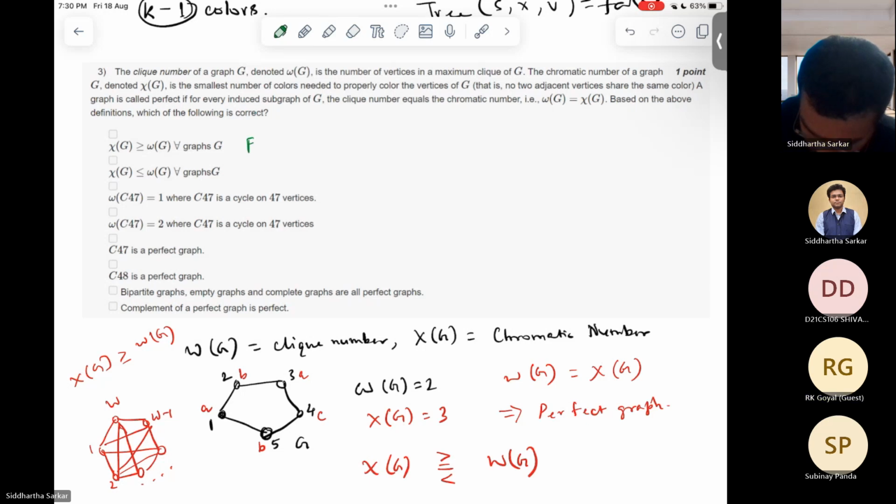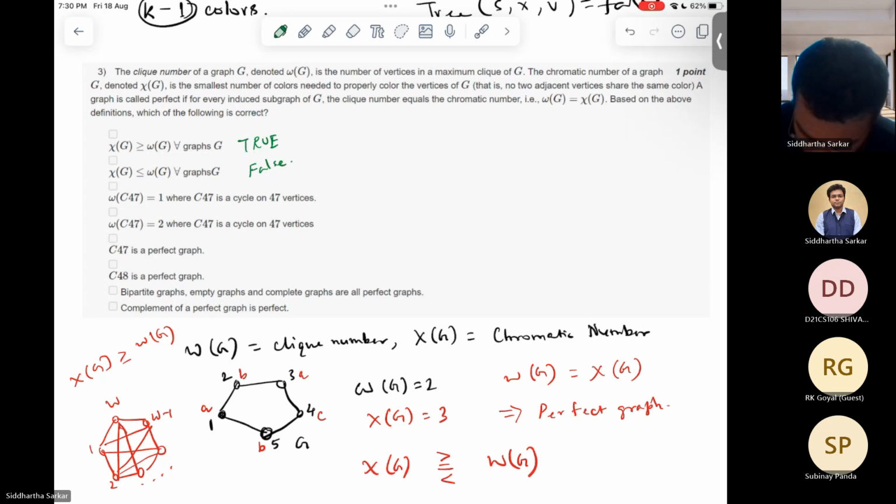Sorry. So the number of colors is at least the number of vertices in the clique, the max clique in the graph. So therefore, this statement is the opposite of this. So this is false.